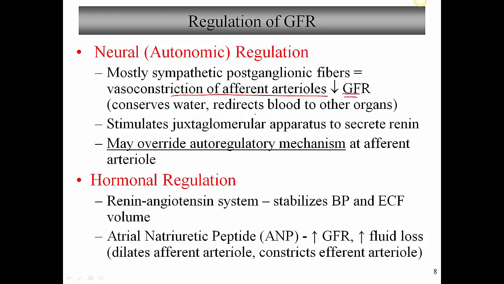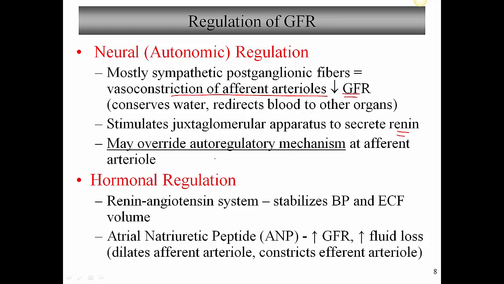We said in AMP1 that during that fight or flight response, we want to restrict blood flow to kidneys, to the digestive system. Instead, we'd like to redirect blood flow to muscles, to heart, and those sort of things that actually need it during that emergency situation. This also stimulates the juxtaglomerular apparatus to secrete renin. We're going to talk about the renin-angiotensin system in just a minute. This may override autoregulatory mechanisms that we just talked about.